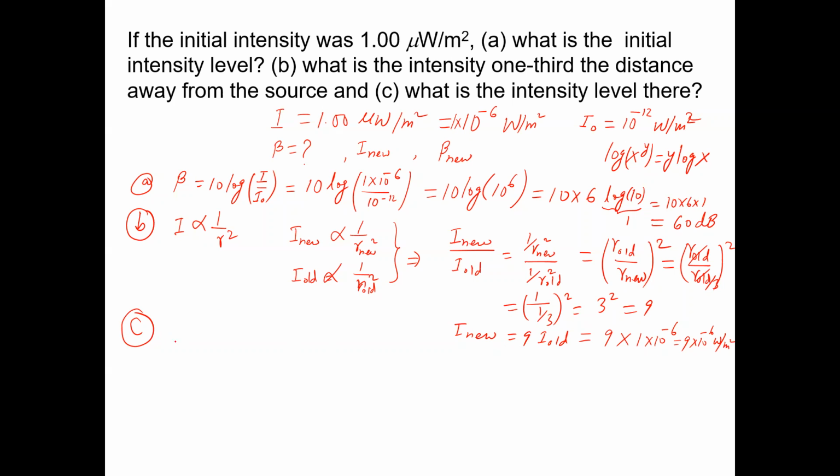Yes. Now we have to calculate the intensity level. We now have beta new. So from the equation, I can rearrange: 10 times log of I new, because I am calculating the new beta level, divided by I naught. So I naught is constant. Switching all of these values, 10 times log of I new, which is 9 times 10 to the power negative 6, divided by I naught, which is 10 to the power negative 12, the standard value. So as earlier, we can solve 10 times log of 9 times 10 to the power negative 6 divided by 10 to the power negative 12. That will give 10 to the power 6.